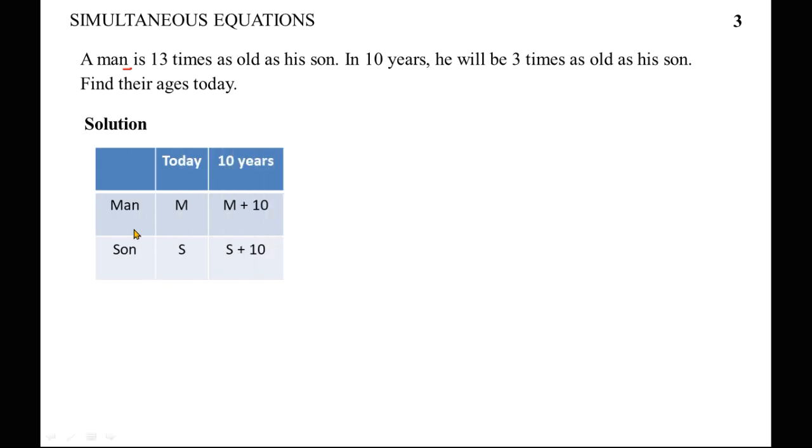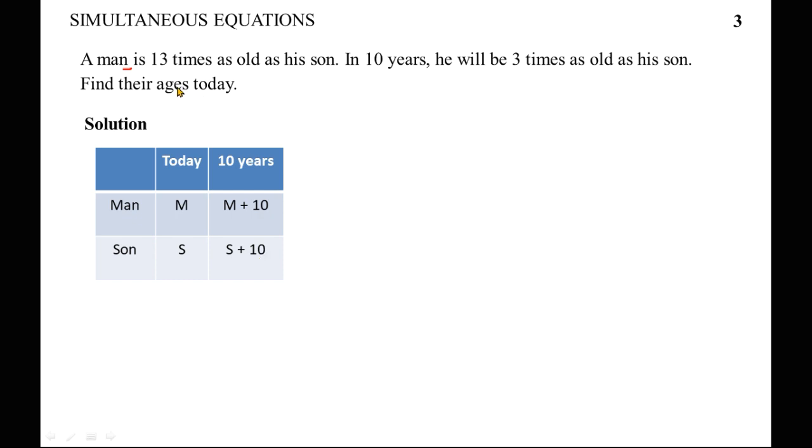The first one is the age of the man today, let's say M, and the age of the son today is S. And after 10 years, of course, the age of the man will be increased by 10. So we'll write M plus 10. And the age of the son in 10 years will be increased by 10. So we will write S plus 10.